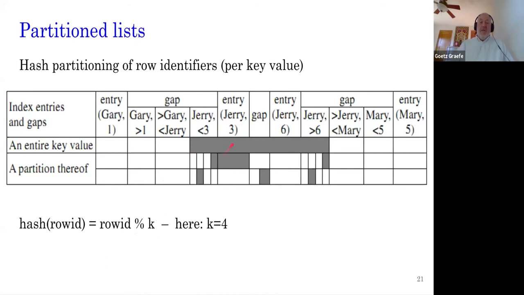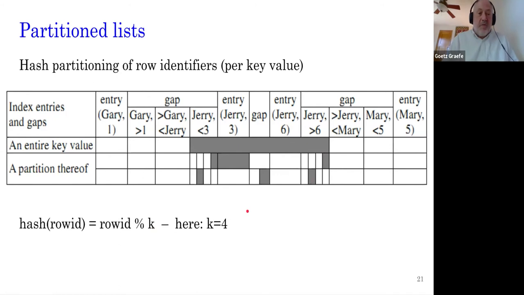So if I want to lock partition 3, I actually lock not only this entry, but I also lock partition 3 in this gap. Also in this gap, there is no 3 because there's only 4 and 5 in there, and also 3 in this gap. If I lock partition number 1, I lock partition 1 here. I lock partition 1, meaning Jerry with row ID 5. If there were such a thing, I would lock that, and I lock partition 1 here.